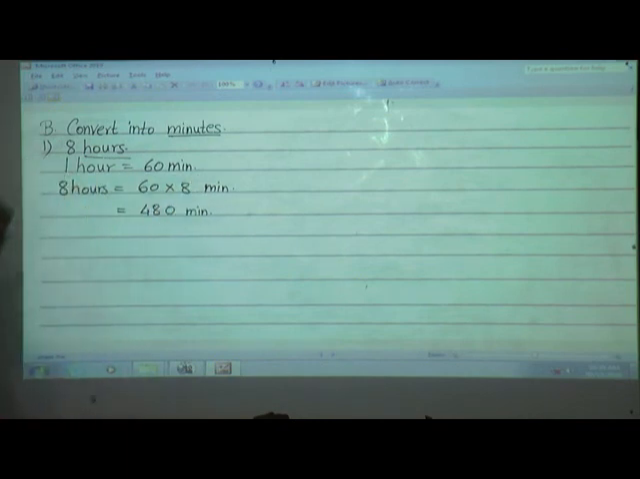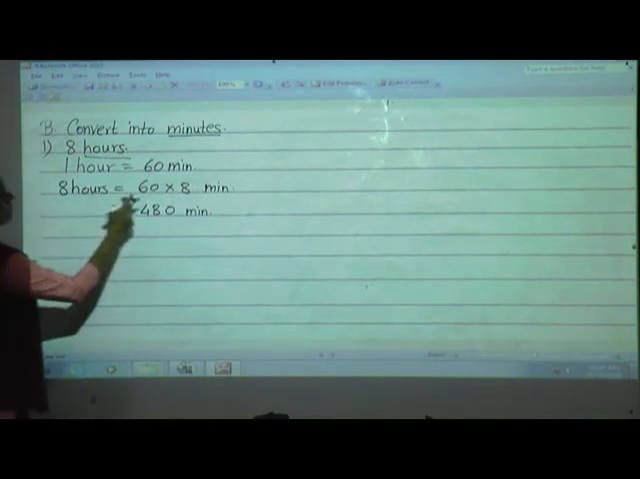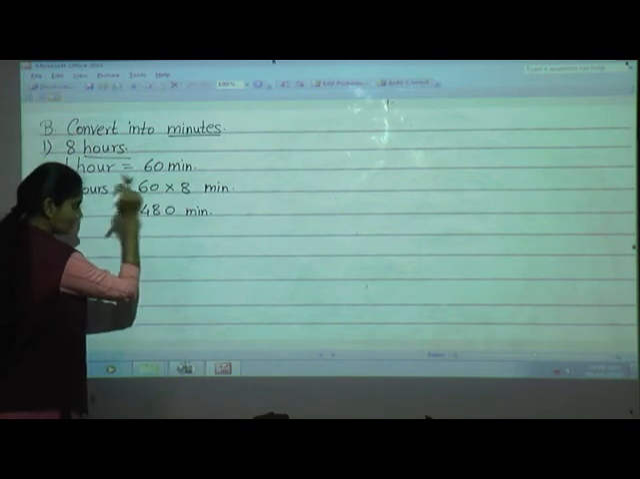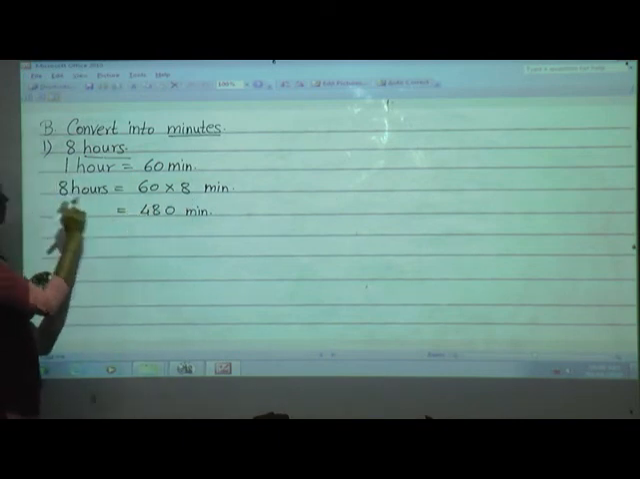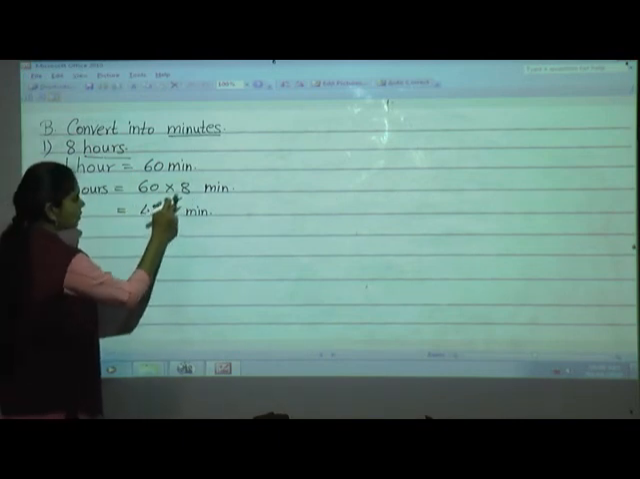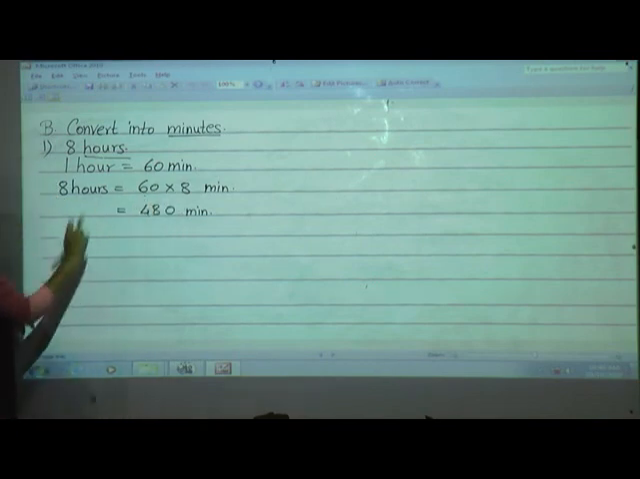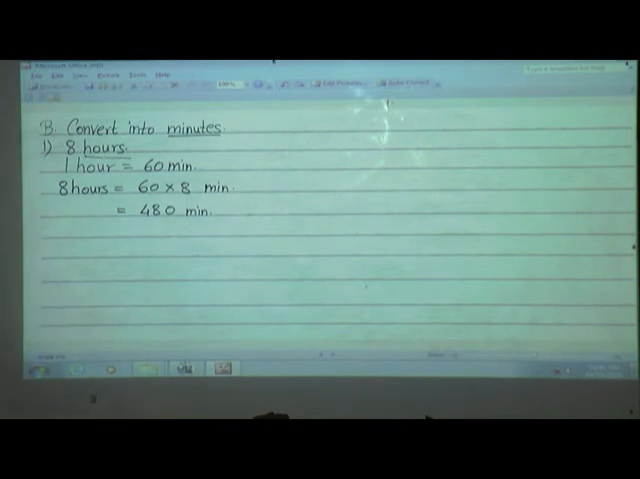Then how many hours are there? There are 8 hours. Okay, so 8 hours is equal to 60 into 8. Now here you have to do the multiplication. 8 into 0, 0. Then 8 6s are 48. So 8 hours is equal to 480 minutes. Okay, understood?